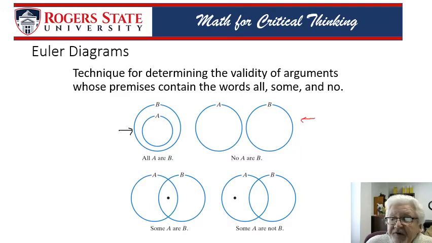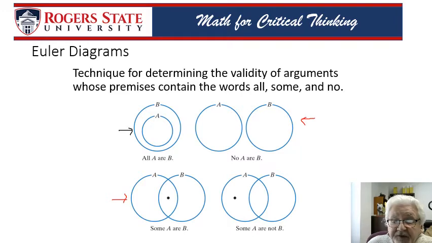This one over here tells us that A and B are completely separate. There's nothing in A that's also in B, also nothing in B that's also in A. So these are two separate sets. These are disjoint sets. They have nothing in common. Now, let's look at what we got down here, the third group.